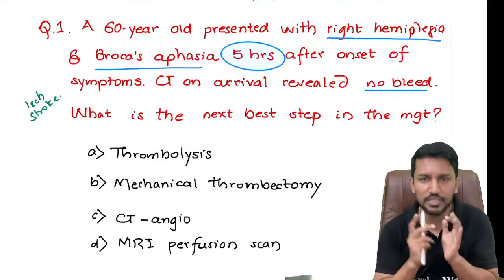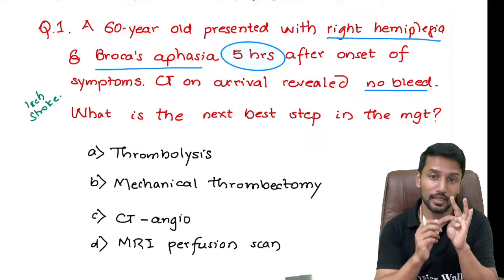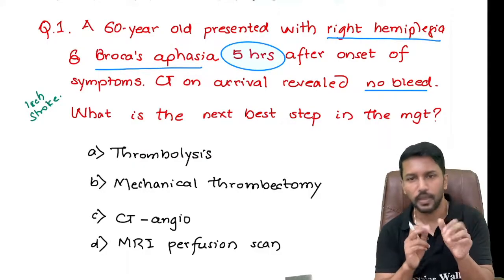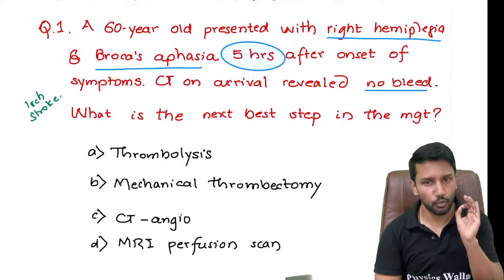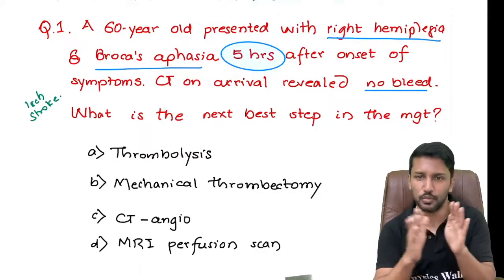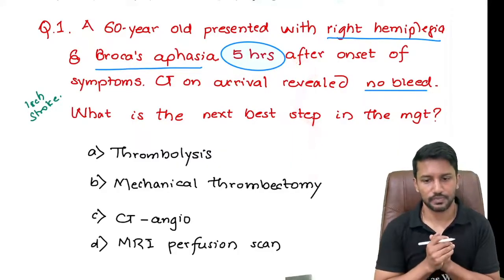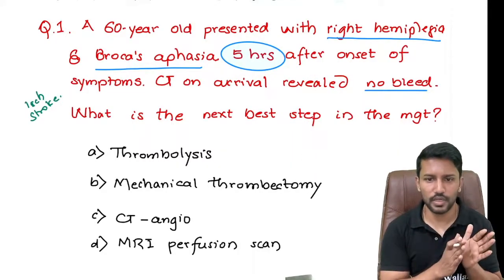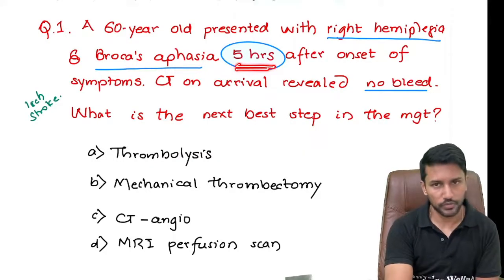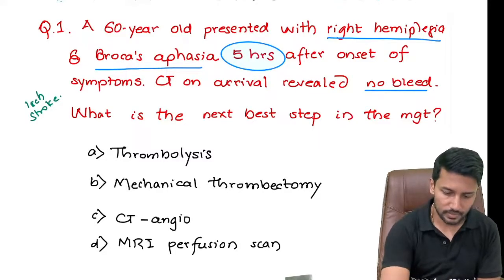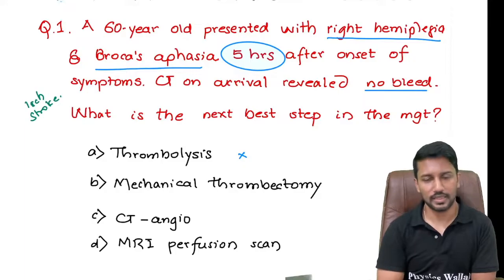Once that is done, if it is ischemic stroke, now I have to think whether to do thrombolysis or not, whether to do mechanical thrombectomy or not. For thrombolysis, what is the point? Patient should have presented within 4.5 hours of the onset of symptoms and there should be no contraindication. So can I do thrombolysis in this case? Obviously, he has presented after 4.5 hours. So thrombolysis is out. We cannot consider thrombolysis in this case.